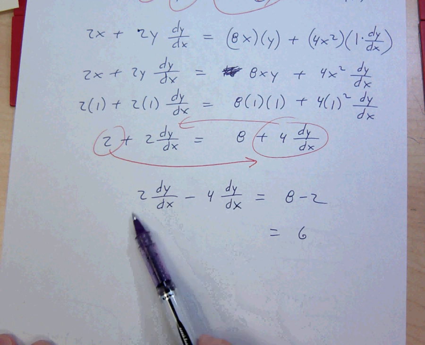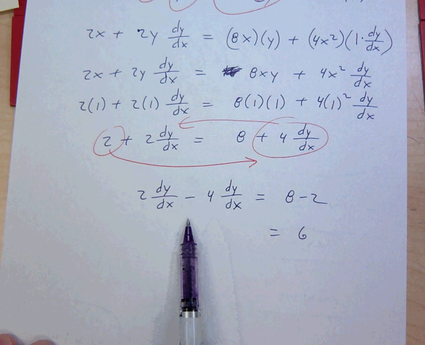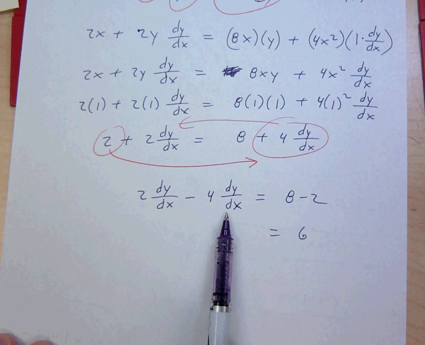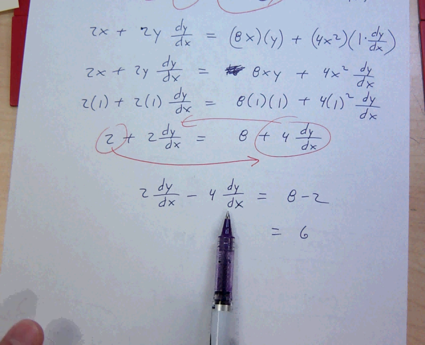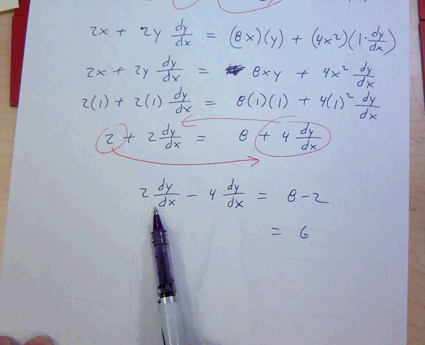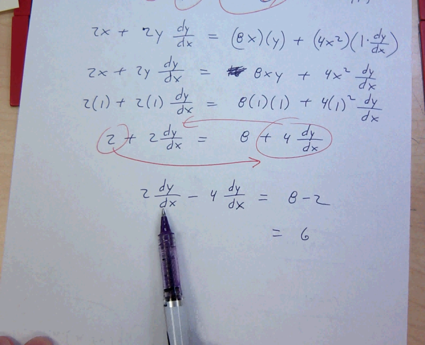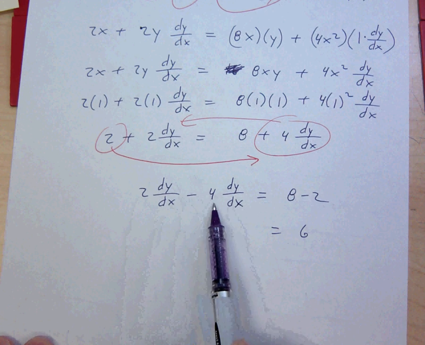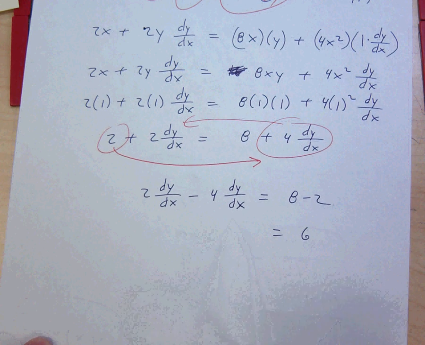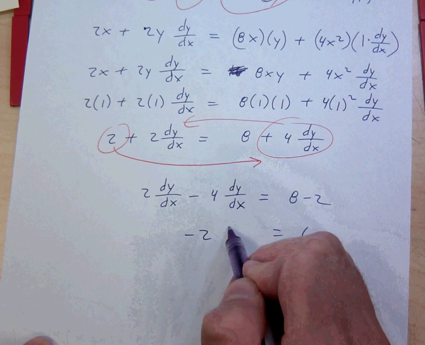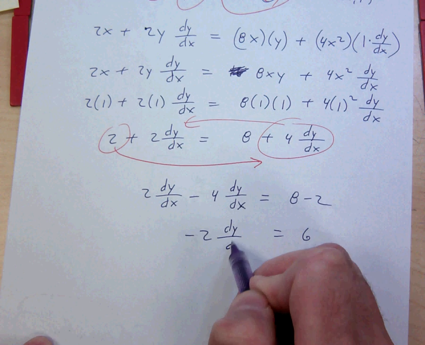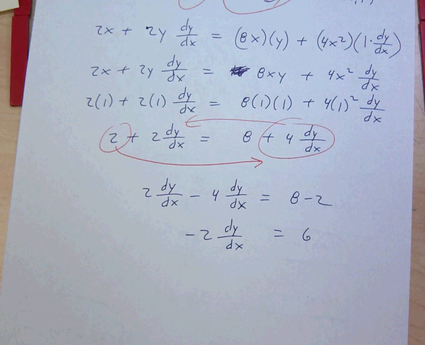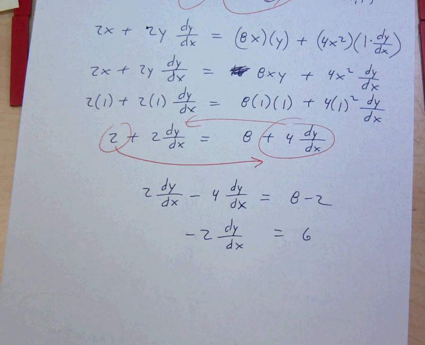Now, there's a couple ways you can deal with this. You can go ahead and pull out the dy dx, and that'll leave you with 2 minus 4, which is negative 2, right? Or you can just look at it as being like terms. And if you look at it that way, what's 2 dy dx's minus 4 dy dx's? That turns into negative 2 dy dx's. Yes? Okay. And then finally, just divide by negative 2, right?